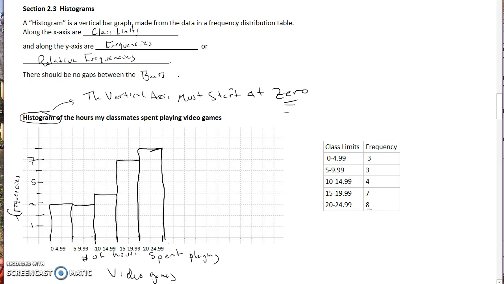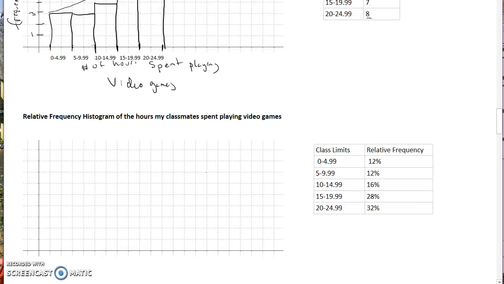And again, you see a really nice picture here, and it starts to give you an idea of the shape of the data. So you can kind of see that it starts low and then gets high, and if you look at this, this looks like it tails to the left. So we would say that this data is skewed left.